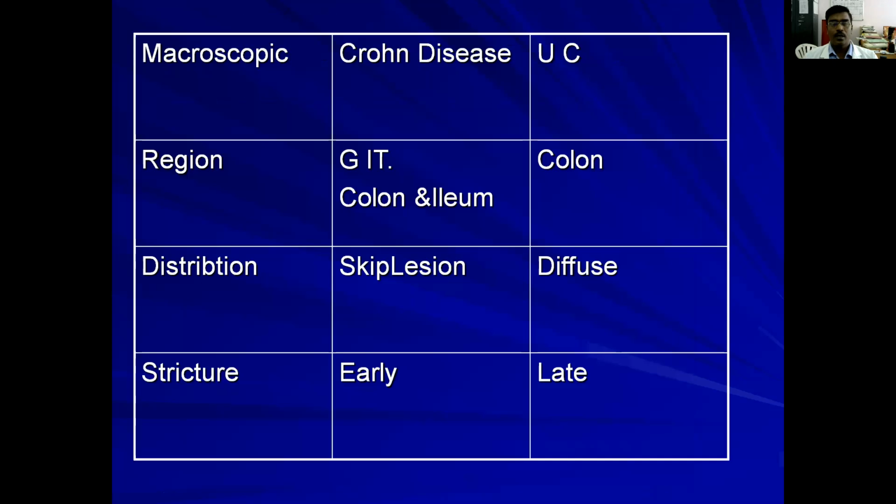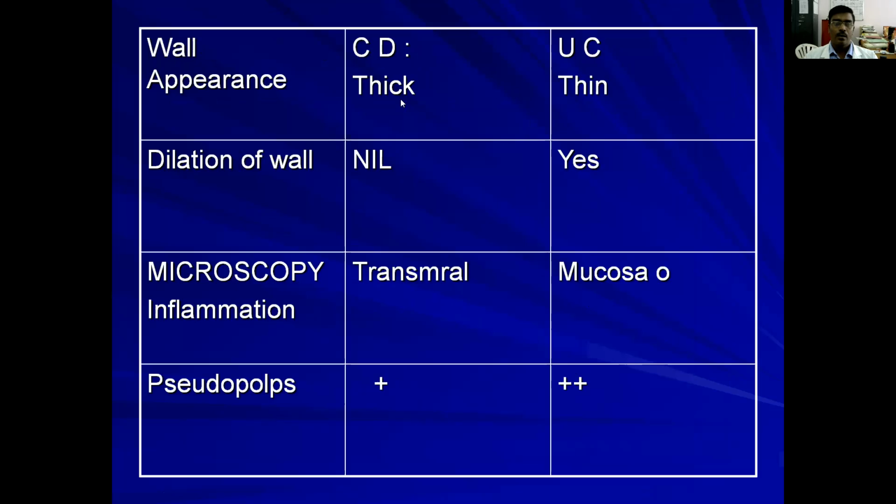So this is the difference between Crohn's disease and ulcerative colitis. Macroscopically, Crohn's involves the entire GIT, colon and ileum, whereas ulcerative colitis involves only the colon. In distribution, Crohn's has skip lesions, whereas ulcerative colitis shows diffuse involvement. The wall is very thick in Crohn's, whereas in ulcerative colitis it is thin, showing plenty of erosion of the mucosal layer. Dilatation of the wall is commonly seen in ulcerative colitis.